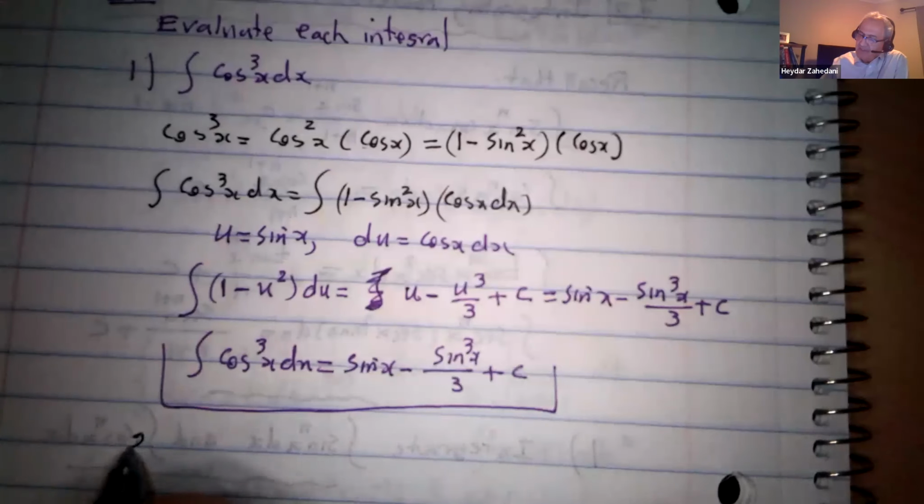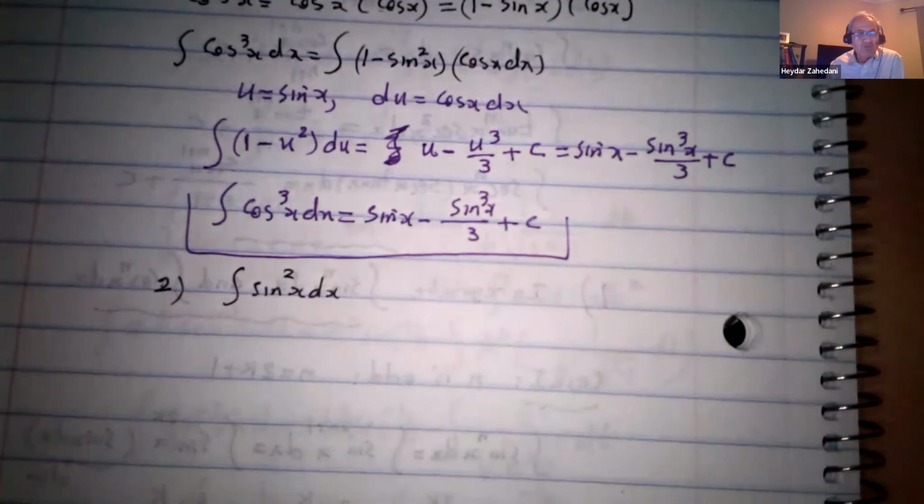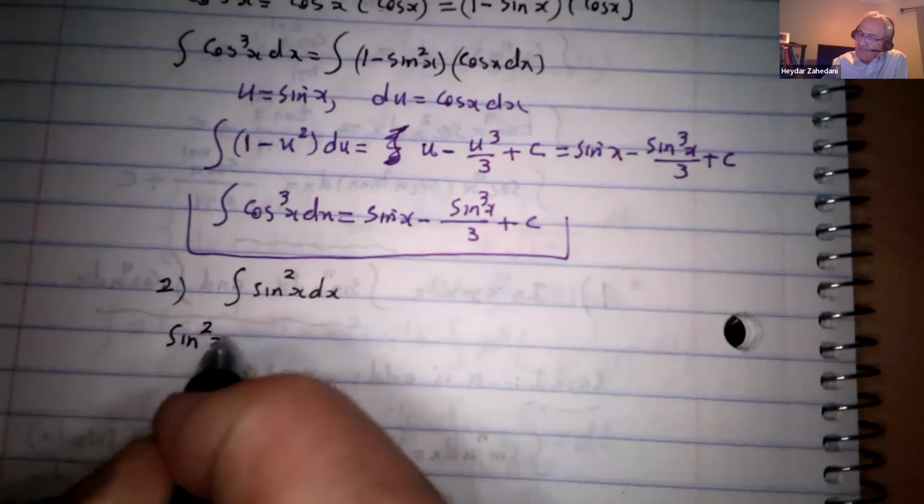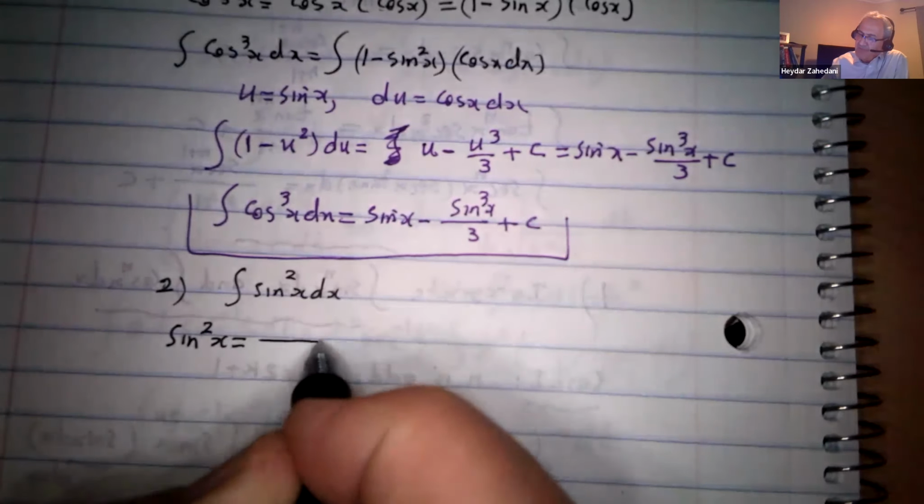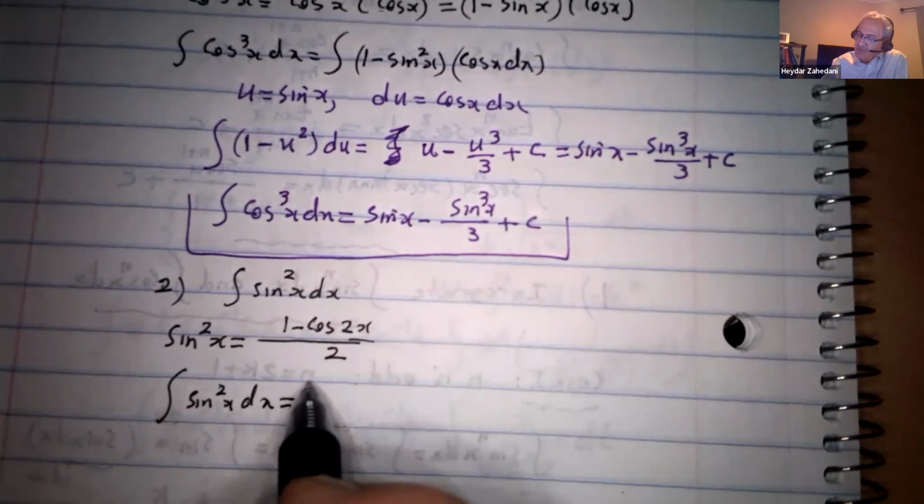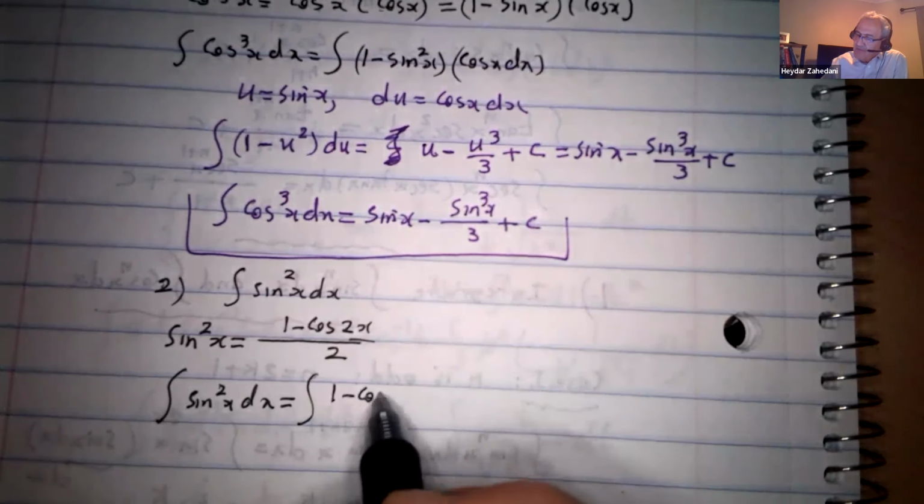For the even powers, the famous one is, let's go with sine squared first. For sine squared and cosine squared, you have to use the double angle formula. Sine squared of x would be 1 minus cosine of the double angle, 2x, divided by 2. Go back and substitute: the integral of sine squared of x dx is going to be equal to 1 minus cosine of 2x over 2 dx.